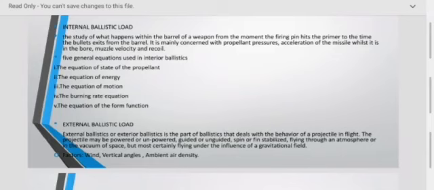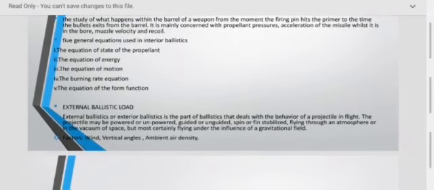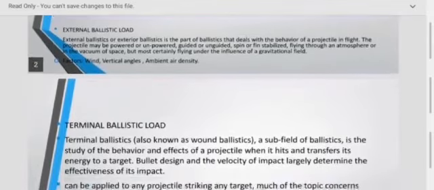External ballistic load. External ballistics or exterior ballistics is the part of ballistics that deals with the behavior of a projectile in flight. The projectile may be powered or unpowered, guided or unguided, spin or fin stabilized, flying through an atmosphere or in the vacuum of space, but most certainly flying under the influence of a gravitational field. Factors include wind, vertical angle, and ambient air density.